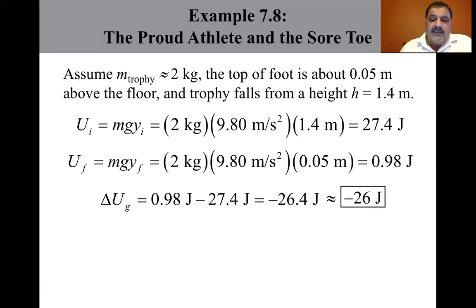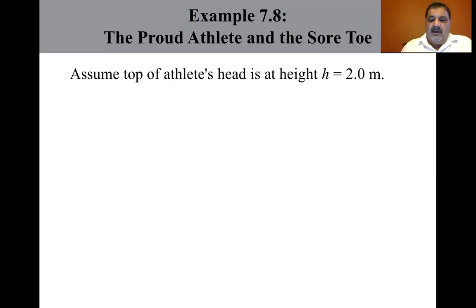Okay, now let's redo this. The second part of the problem, we're assuming that the zero reference is the top of the athlete's head. So we assume that the top of the athlete's head is 2 meters. Let's say he's just holding it up. He's holding the trophy up 60 centimeters.